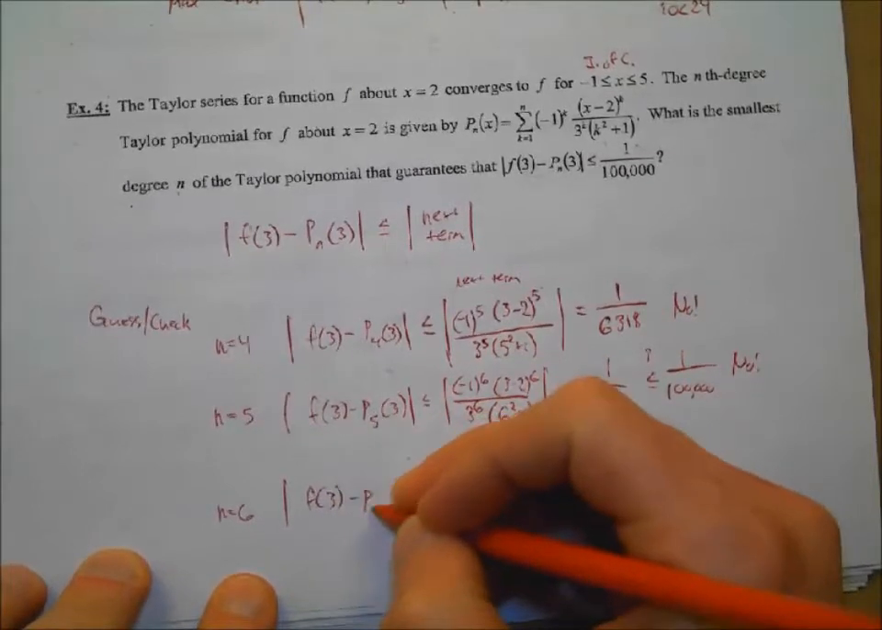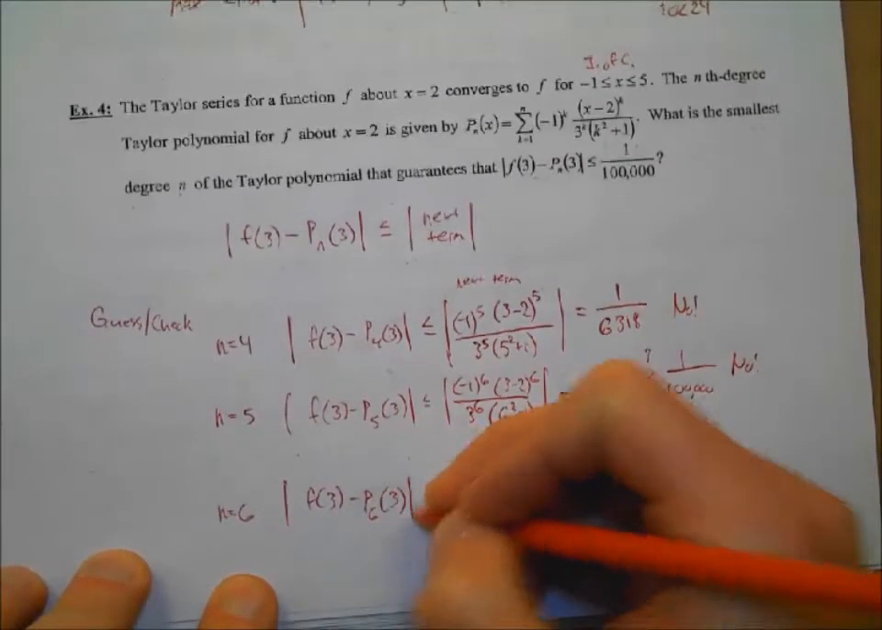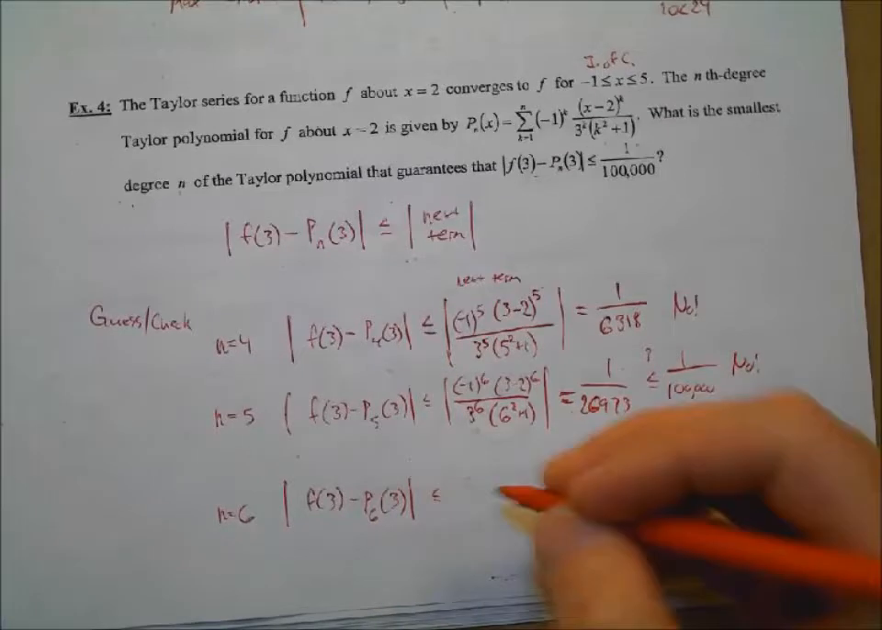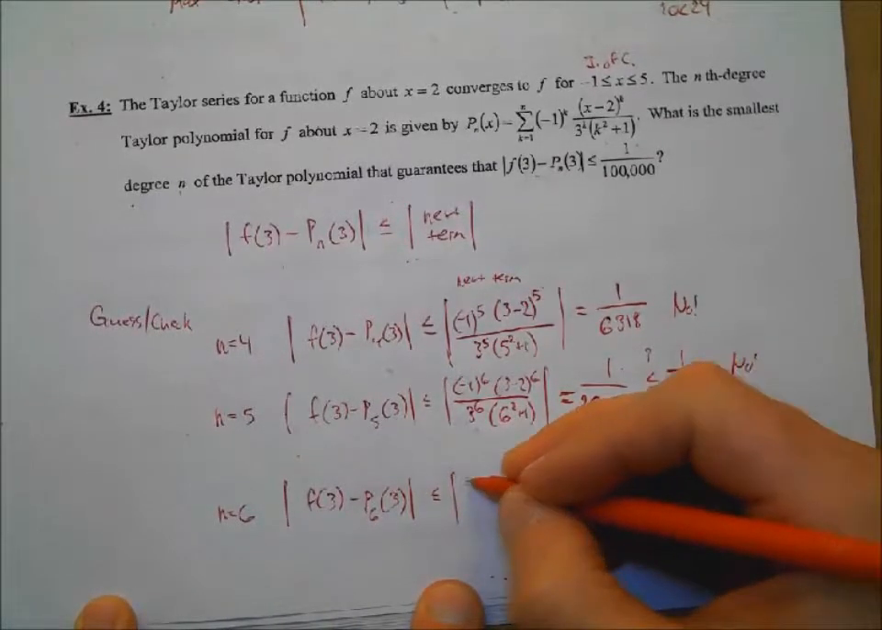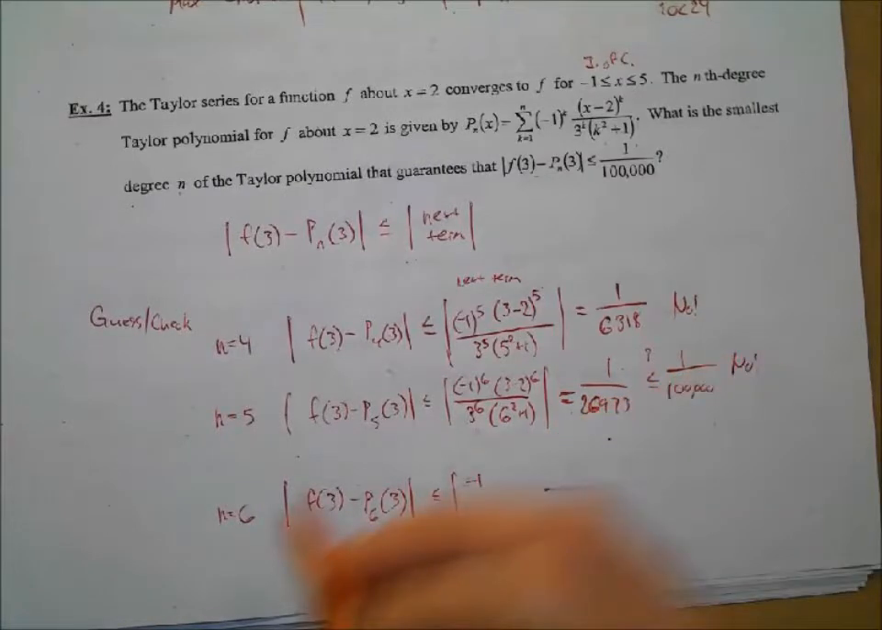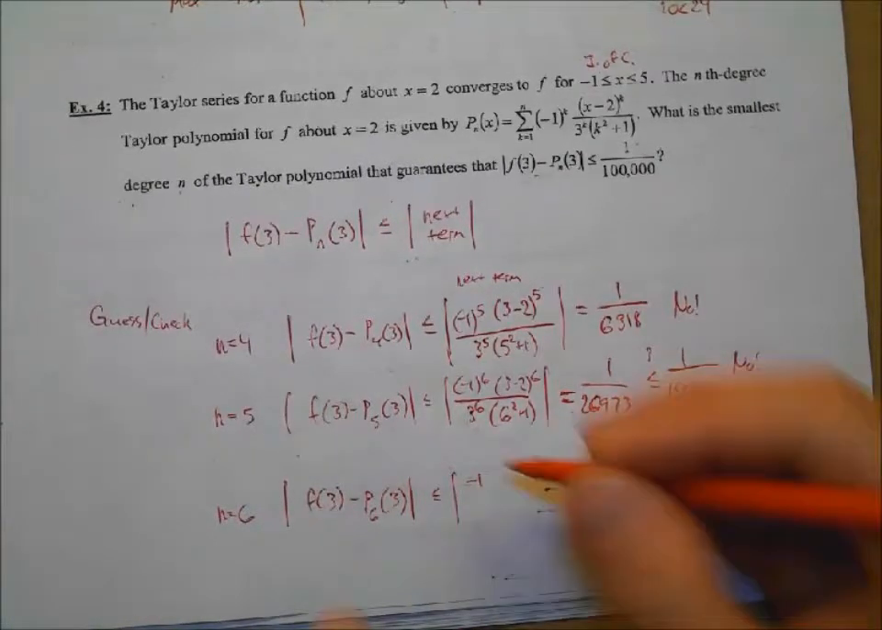So let's try the 6th degree Taylor polynomial here, and see if that gives us the right amount of error. So -1. Again, if we're checking the 6th degree, we have to check the next term, which is the 7th term.